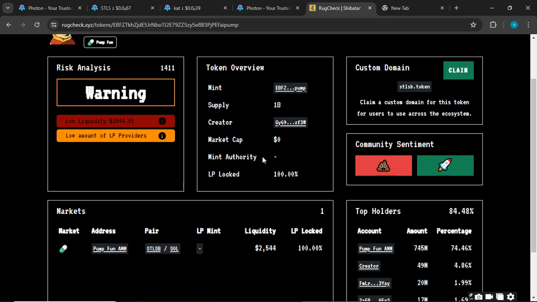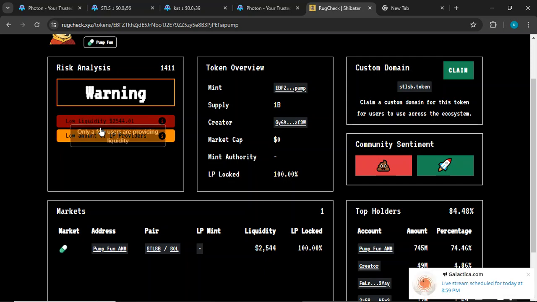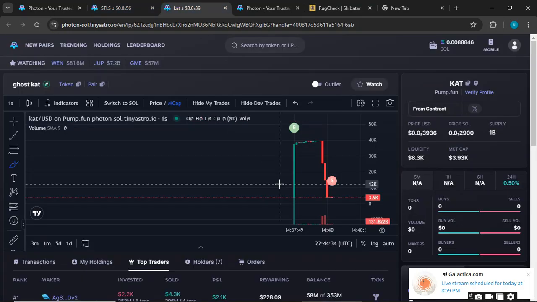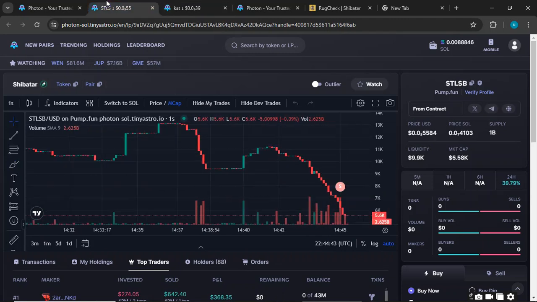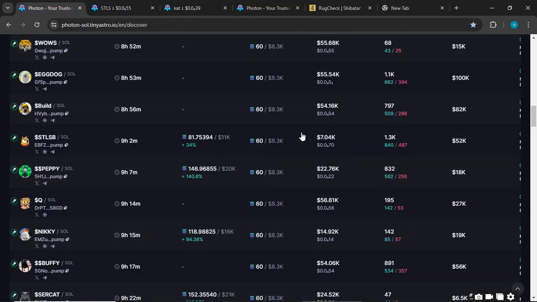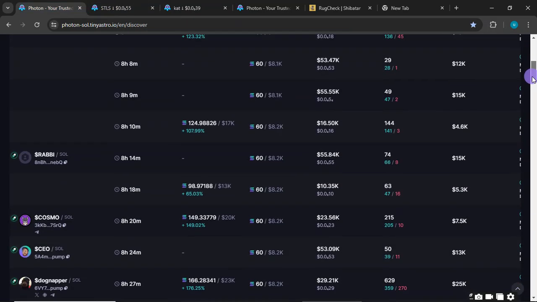So this is very, very risky for you to ape into. You understand? Very, very risky. Look at what we have seen. The dev have already rugged. You can imagine. Okay, so things are always happening very, very fast.